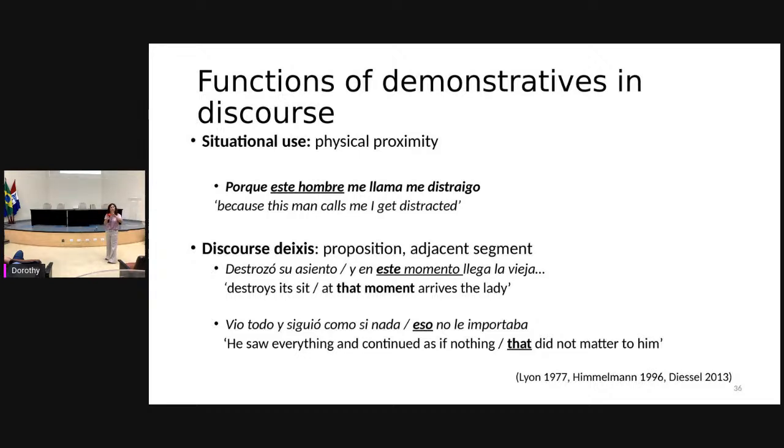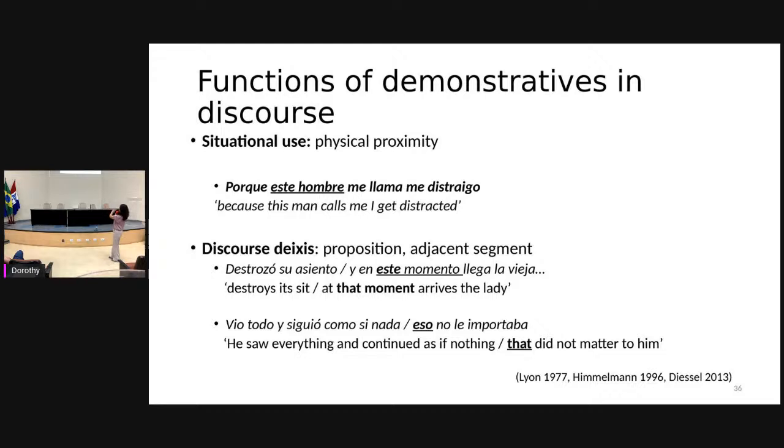It's very much dependent on the physical context. These relations refer to the use of these forms to refer to propositions already mentioned in the discourse, like "de su sujeto, y en ese momento llega la verga." In Spanish, you can use just este for those purposes. You use es or is to refer to propositions.